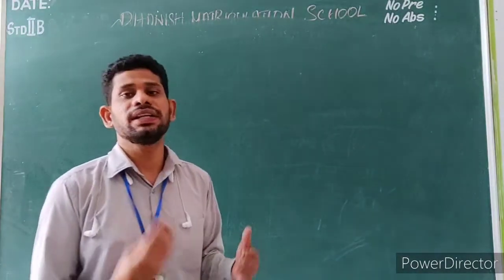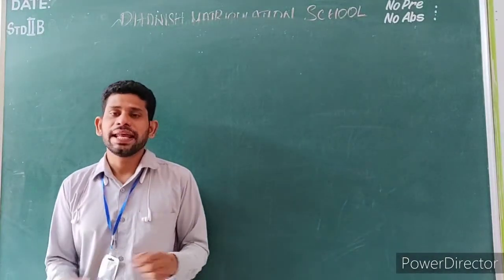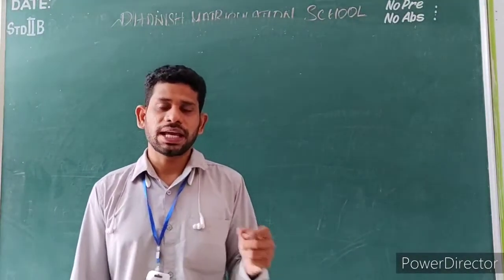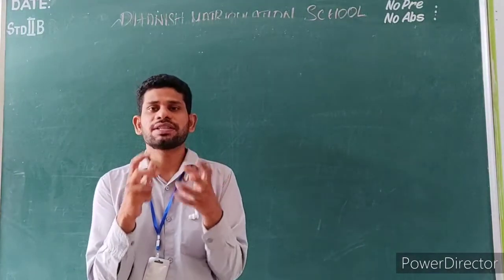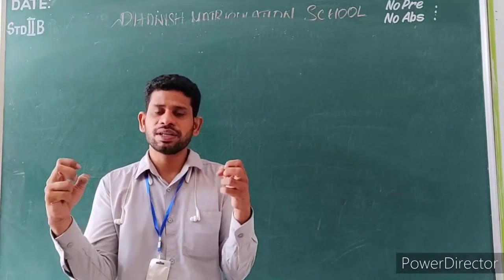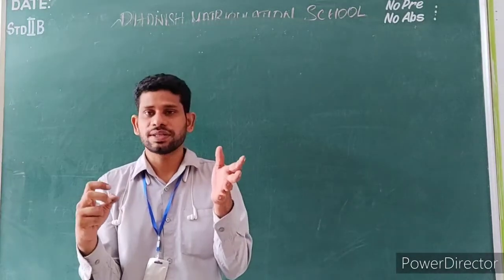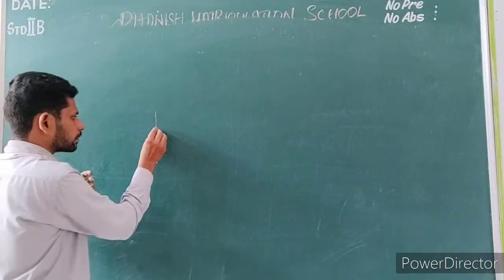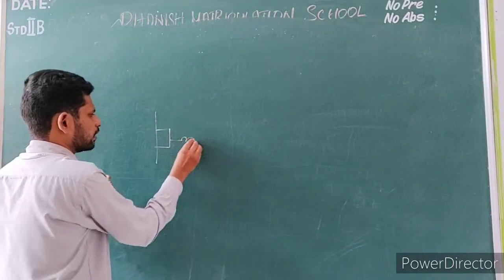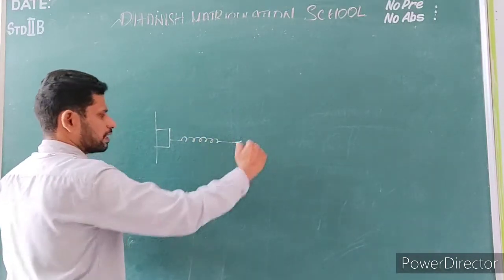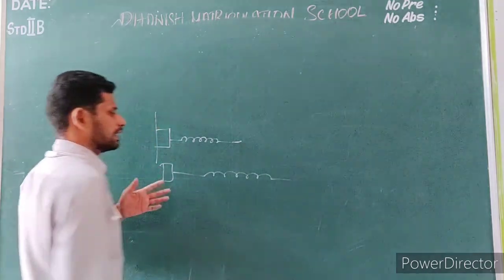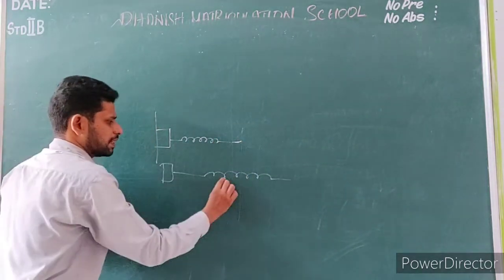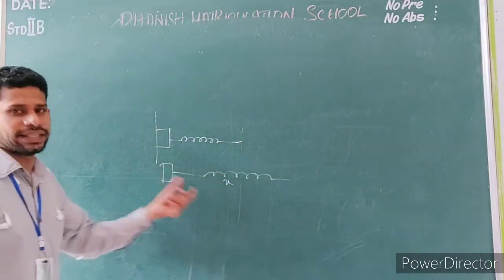Okay, now we are going to deal with the topic elastic potential energy. Just think about it. If you have a spring in your hand and you are pulling that spring outward, one end is fixed. When you pull the spring outward, what will happen? It will be elongated like this, displaced by some distance x.